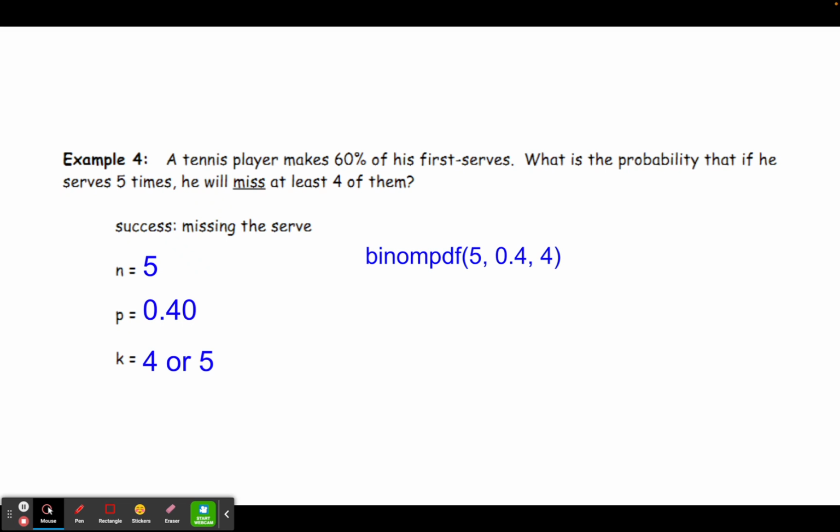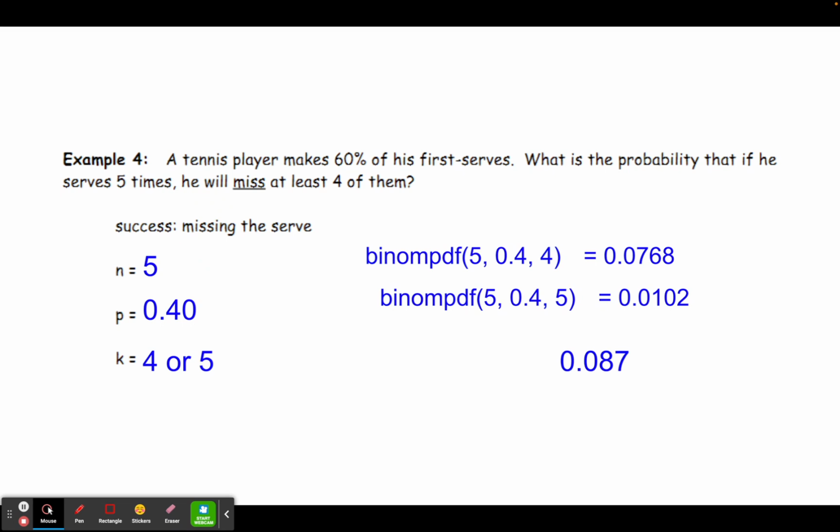So we use our calculator shortcut. This calculation will give us the probability that he misses 4 of them. This would be the probability that he misses 5 of them. Now 4 or 5 would be the sum of those, which is 0.087.